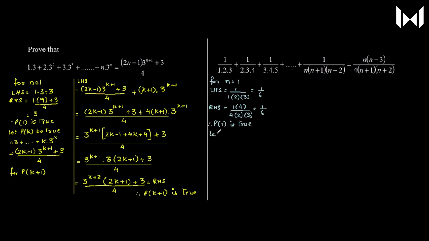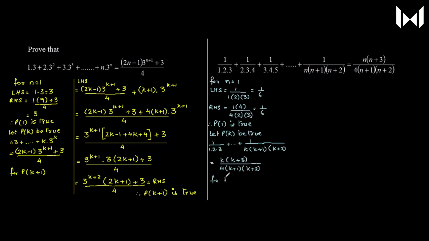So let Pk be true, and so we have 1 upon 1 into 2 into 3 plus up to 1 upon k into k plus 1 into k plus 2, and that is equal to k into k plus 3 whole over 4 into k plus 1 into k plus 2.